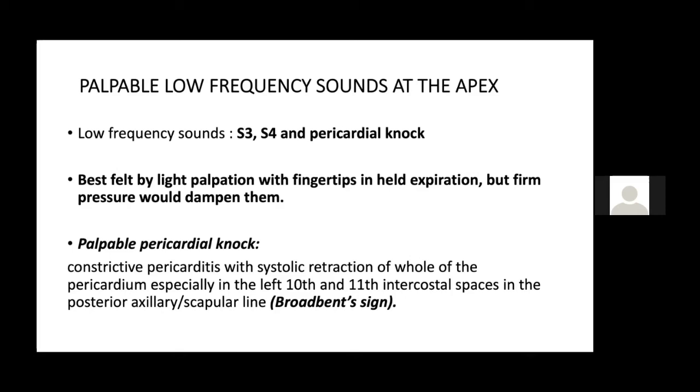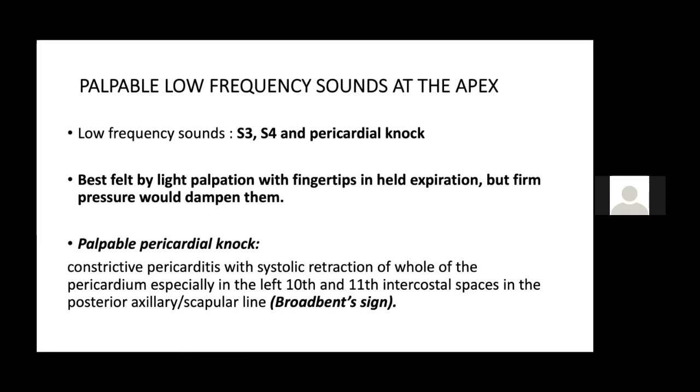We get a palpable S4 in conditions like hypertension, HCM, and in aortic stenosis. The important thing is in patients with aortic stenosis, if you get a palpable S4, it means it's a severe aortic stenosis, and the gradient between the LV and the aorta will be more than 75 mm of Hg.